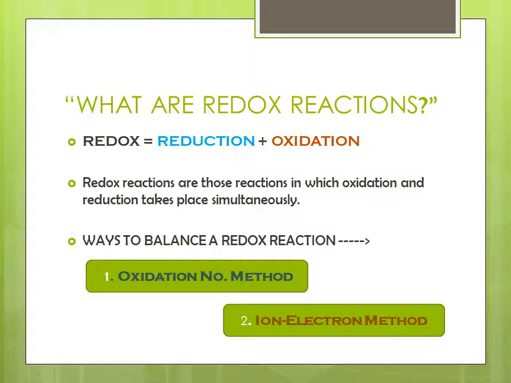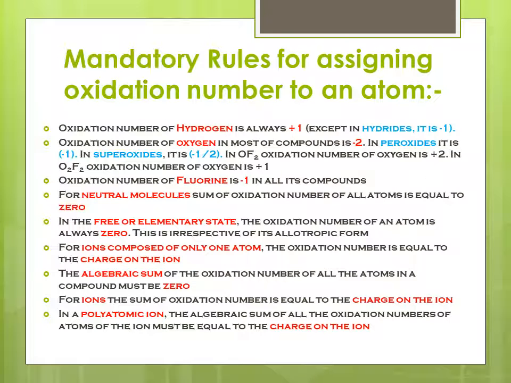Now, if you look down, you can see there are two ways to balance a redox reaction, because any type of reaction that we get in the book or anywhere else is sometimes not balanced. So we try to balance it before we go further. There are mainly two ways: the oxidation number method and the ion electron method. Before proceeding any further, you need to know some of the mandatory rules for assigning the oxidation number to any type of atom.